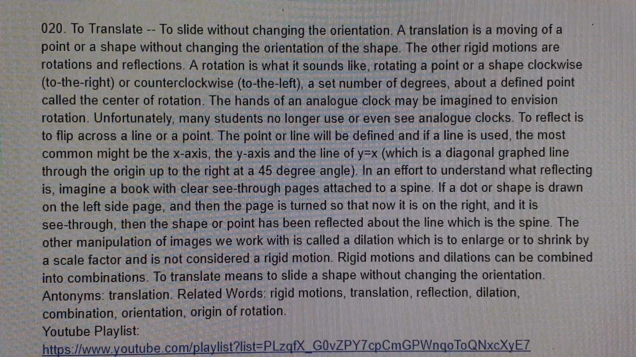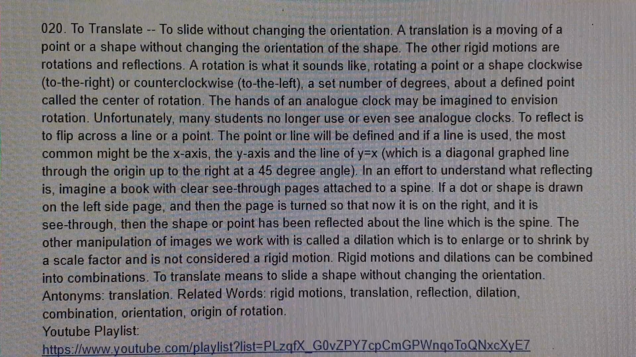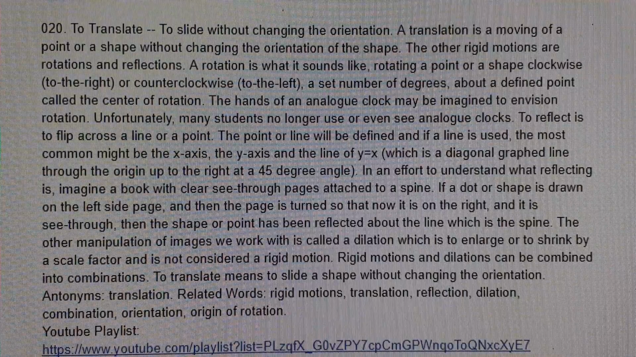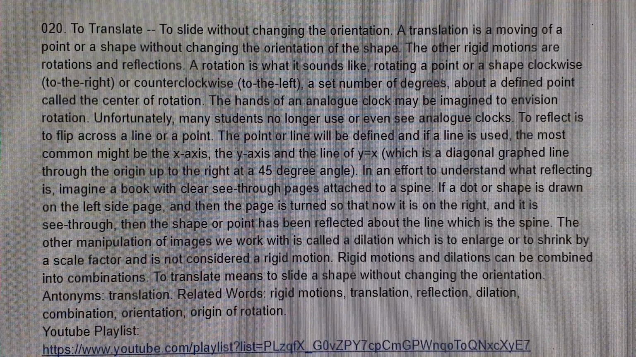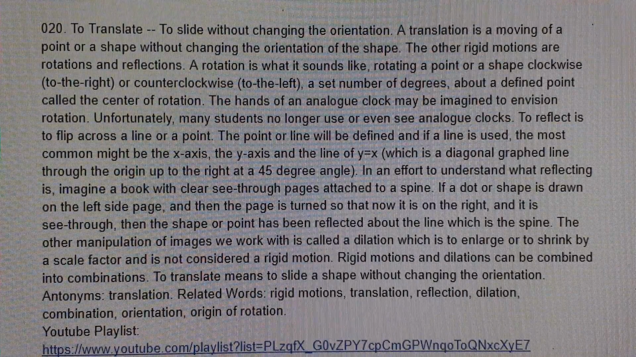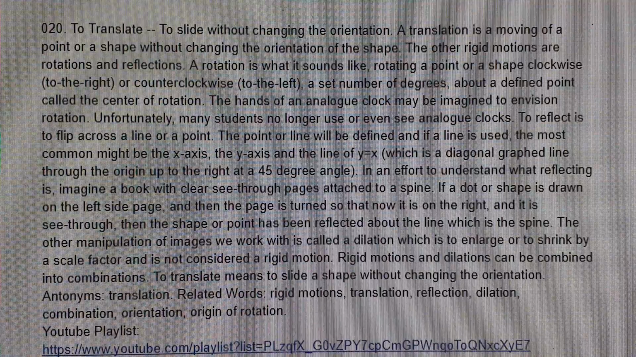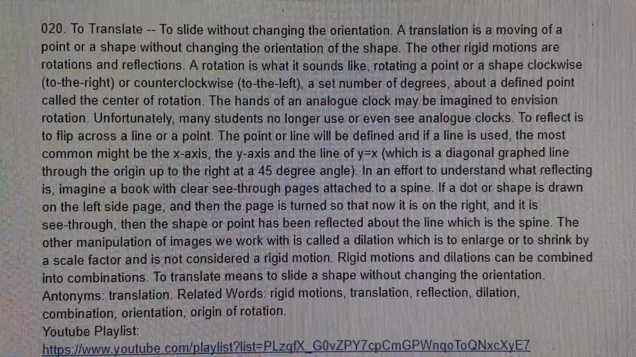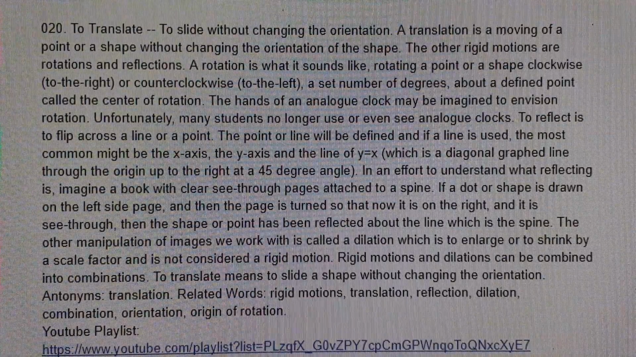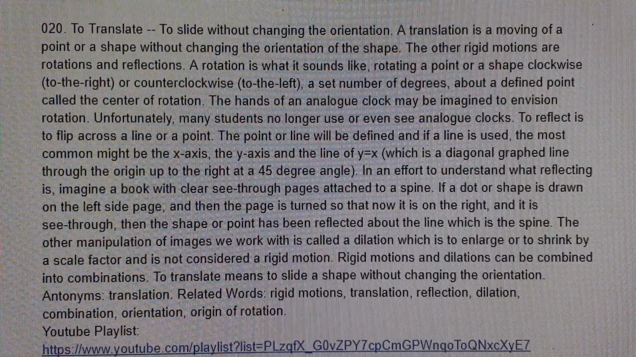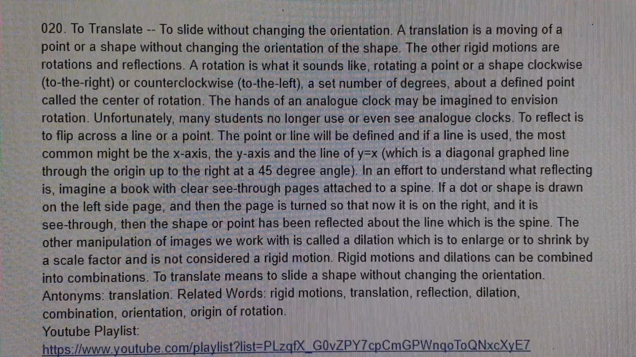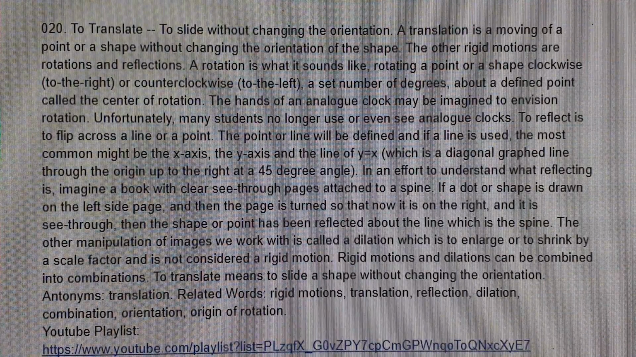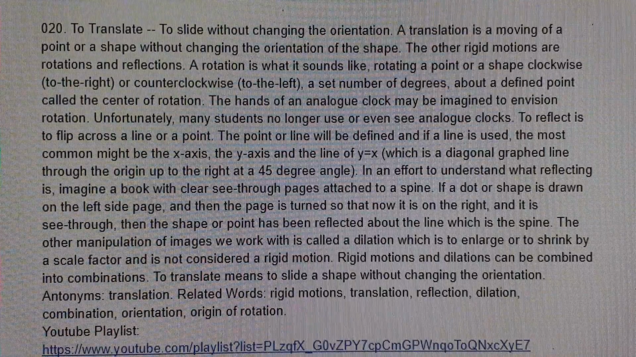A rotation is what it sounds like, rotating a point or a shape clockwise (to the right) or counterclockwise (to the left) a set number of degrees about a defined point called the center of rotation. The hands of an analog clock may be imagined to envision rotation. Unfortunately, many students no longer use or even see analog clocks.